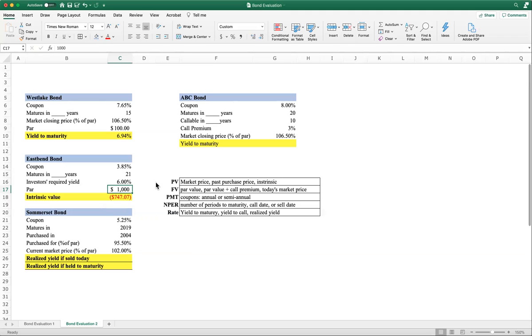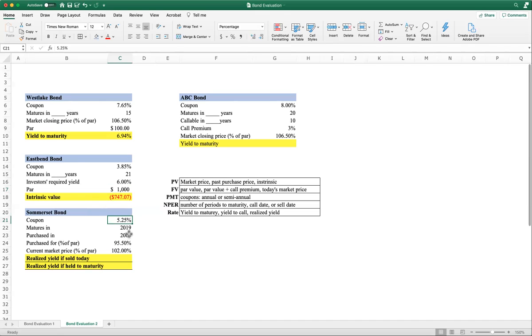So to summarize the examples we just did, the investor's required rate of return, or the yield, is negatively correlated with the intrinsic value, or let's say the price you're willing to pay on the market. All right, so let's go to the next one.